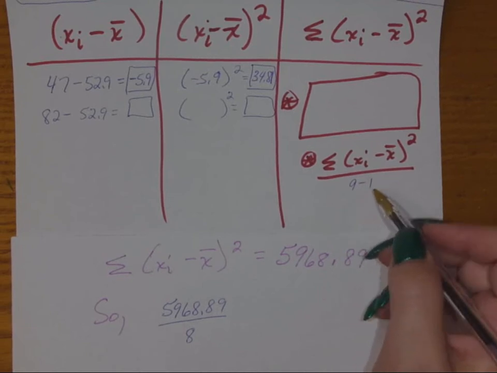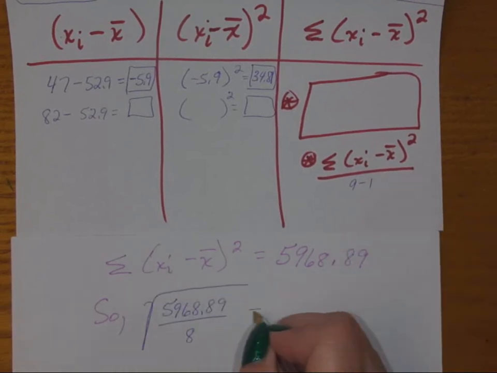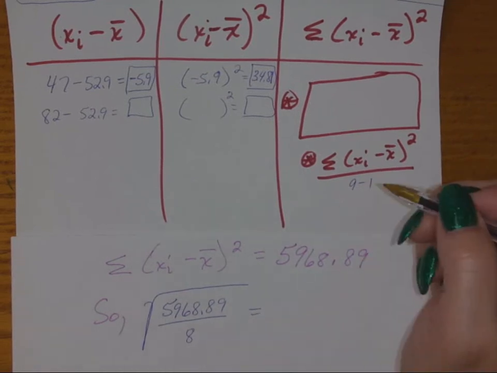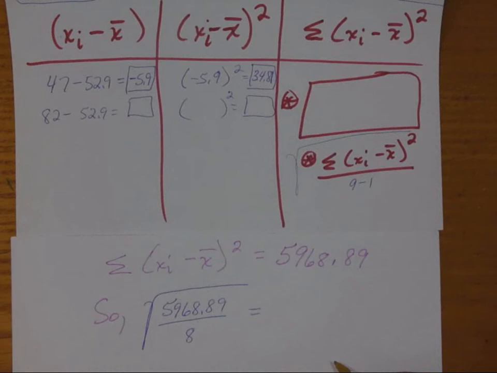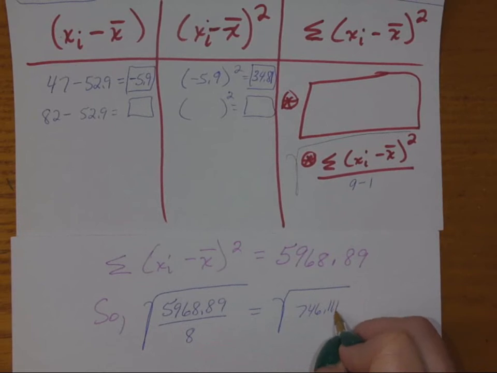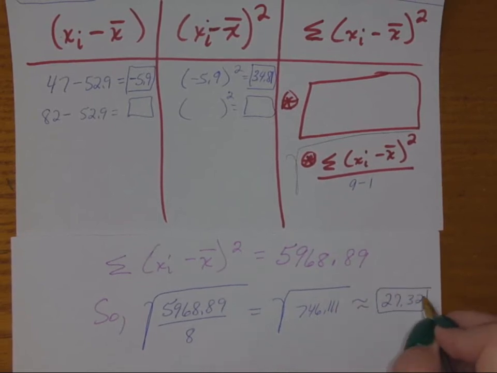I'm going to take the square root so that I don't forget it, right? The whole formula has a square root on the outside. I think that divide first, square root of 746.111 is approximately 27.32. Okay, but don't take my word for it.